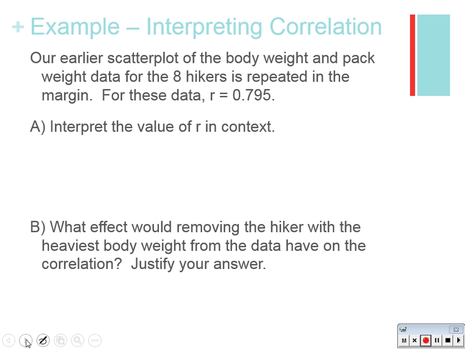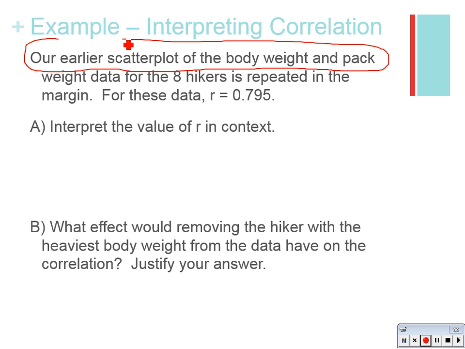I'm referencing once again the scatter plot from the previous notes on body weight versus pack weight for the 8 hikers. From this data we determined that the value of R is positive 0.795. So part A asks to interpret the value of R in context. What does an R value of 0.795 mean in the context of that particular problem?